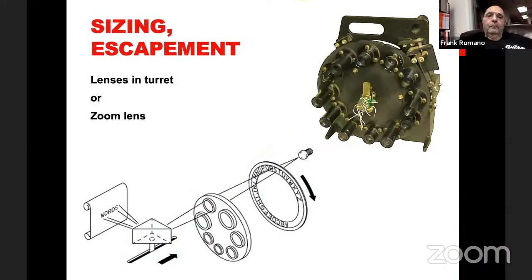After the character was selected, it went through a lens in a lens turret to make it bigger or smaller, then through a prism that moved on a track that then moved the width of the character and then exposed it onto photo material. And this was repeated over and over again for each line and for your entire page. By the way, you could have lenses in a turret or you could have a zoom lens, either one.